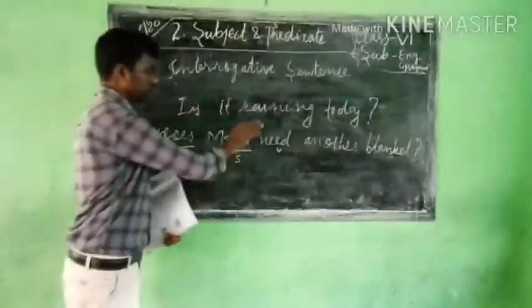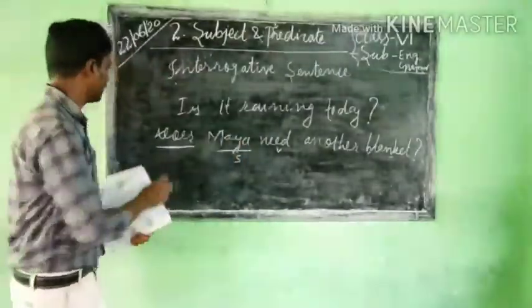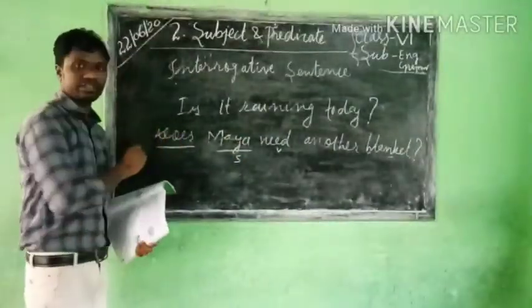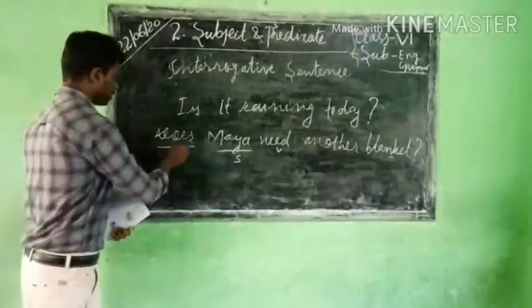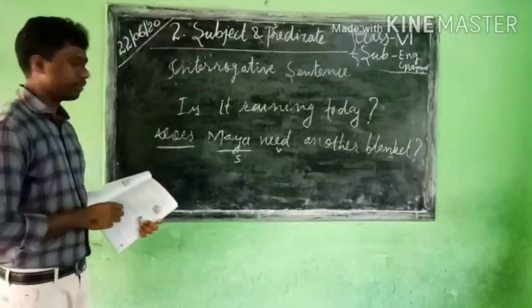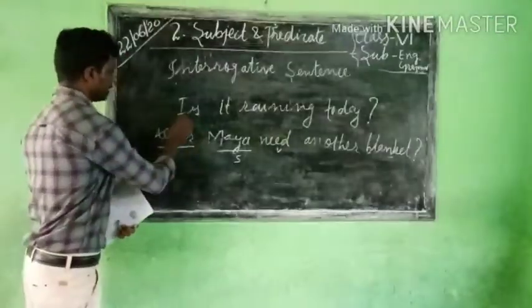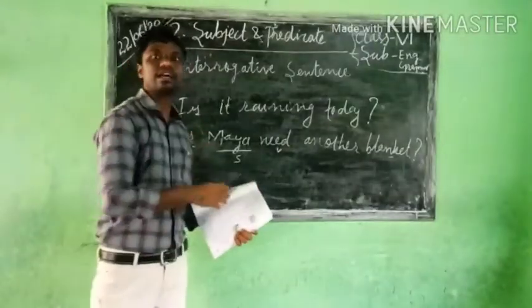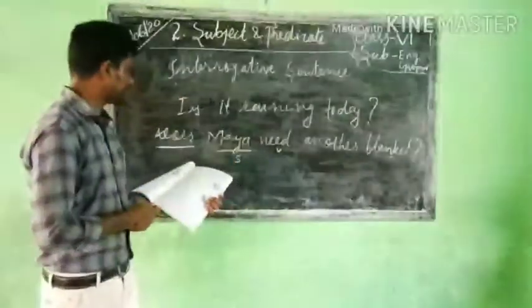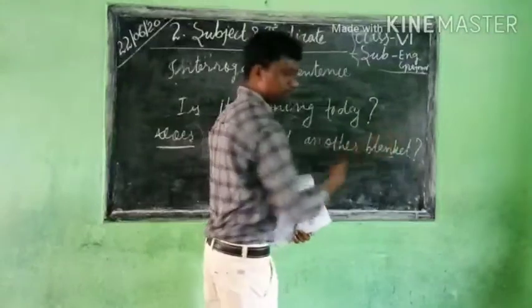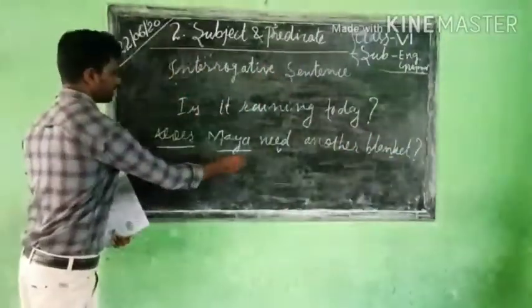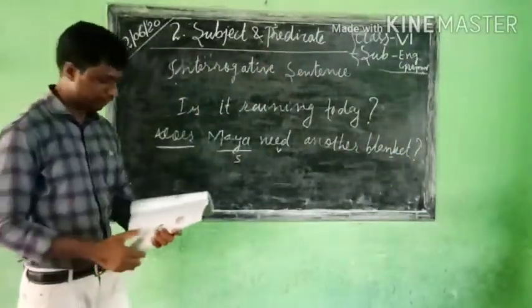So here in this interrogative sentence we saw there are two verbs. Don't get confused. The auxiliary verb comes before the subject. Sentence से पहले जो आते हैं उसको क्या auxiliary verb बोलते हैं और ये क्या सेंटेंस को क्वेश्चन बनाने में मदद करते हैं. So does Maya need another blanket? So here the subject is followed by the auxiliary verb.